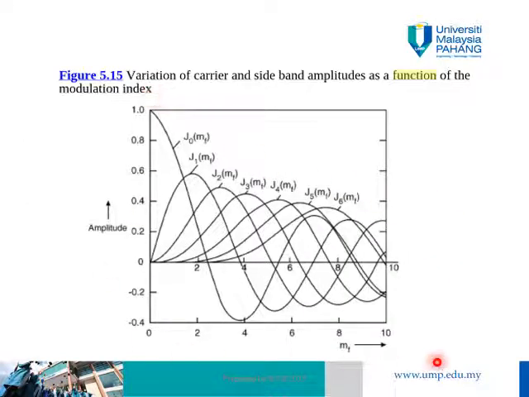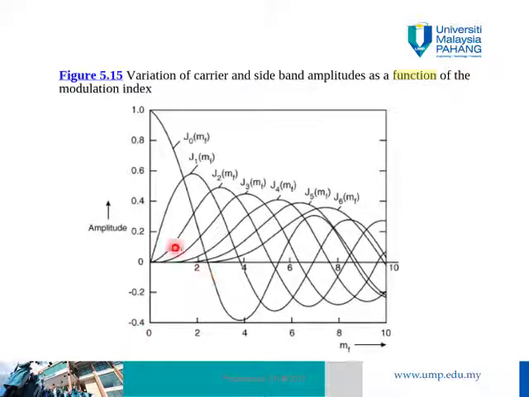This is the Bessel function: the variation of carrier and sideband amplitude as a function of modulation index. This is the modulation index, and this is the amplitude, and this is the modulation index.